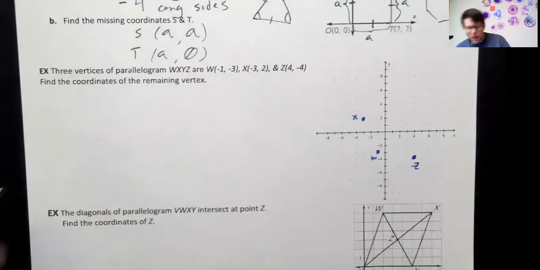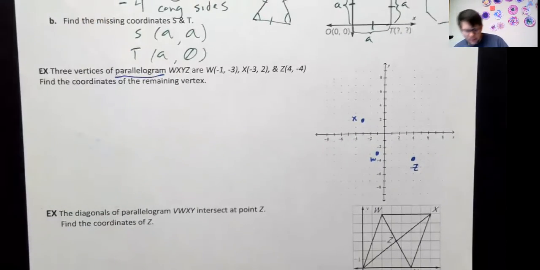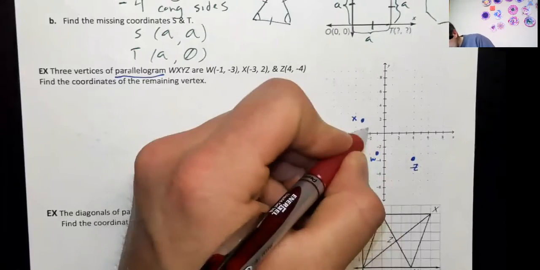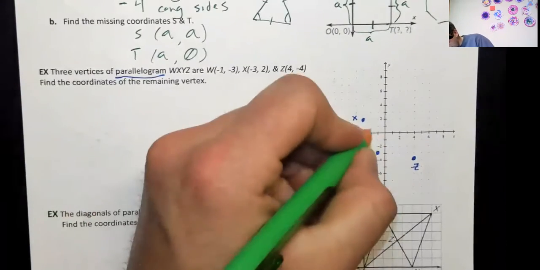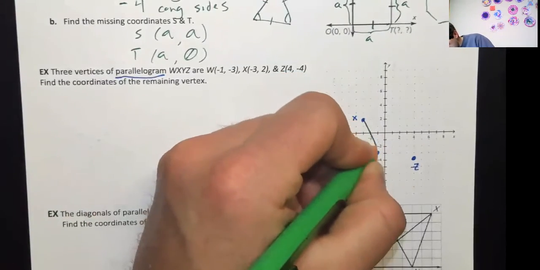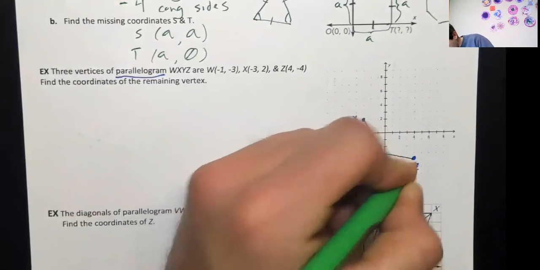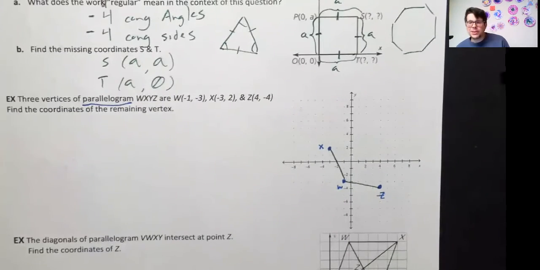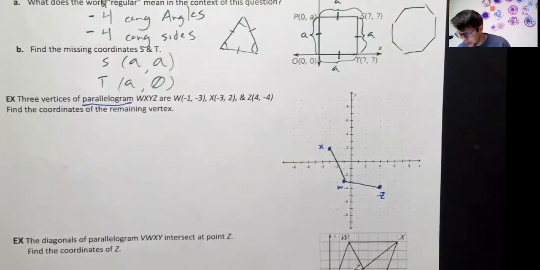Okay, so now this shape is supposed to be a parallelogram, which means that if I could have these points connected, I should get that normal parallelogram shape. Now I'm missing a point. There needs to be another point in here, and then that point is going to create our parallelogram.